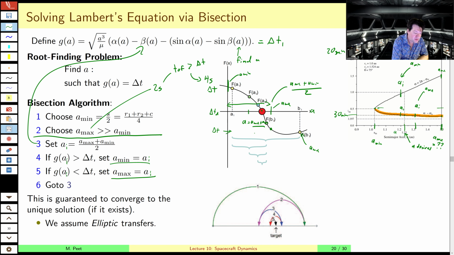Which is halfway between those two bounds. And you test that. Now in this case, my calculated delta t is larger than the desired value. And so now this is my new A min. Okay. And so now my interval of guesses is 1/4 of what it used to be. And I repeat the process, I guess another one.